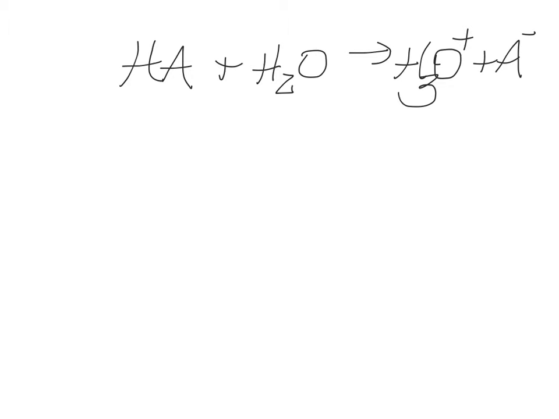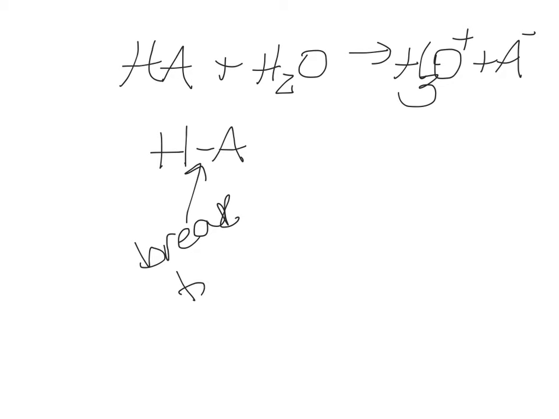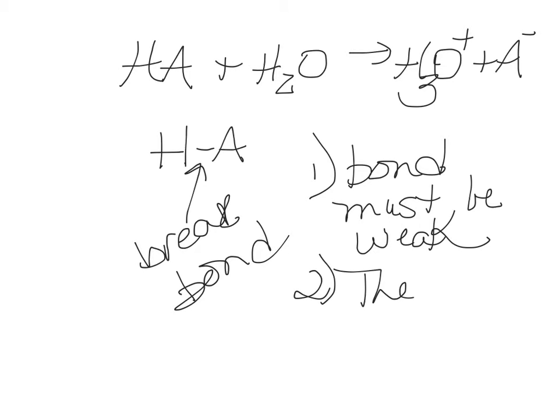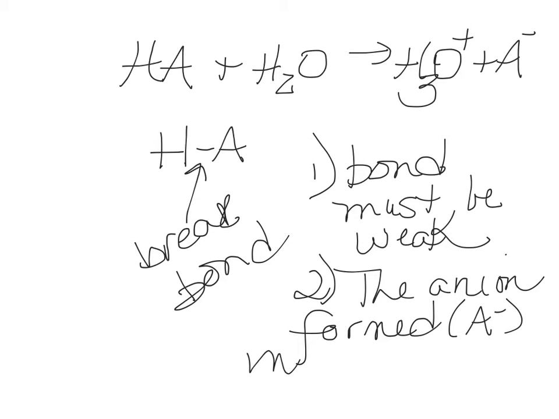Okay. So to make this act as an acid, we have to break the bond between the hydrogen ion and the electronegative atom it's attached to. So two things have to be true to be a strong acid. One, the bond between the hydrogen and the electronegative atom must be relatively weak, otherwise it's not going to want to break. And two, the anion formed from the electronegative atom, so that would be A minus in this reaction, must be stable.